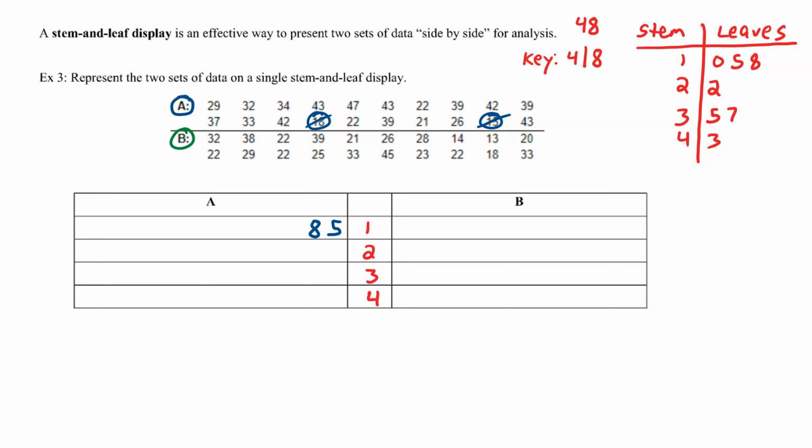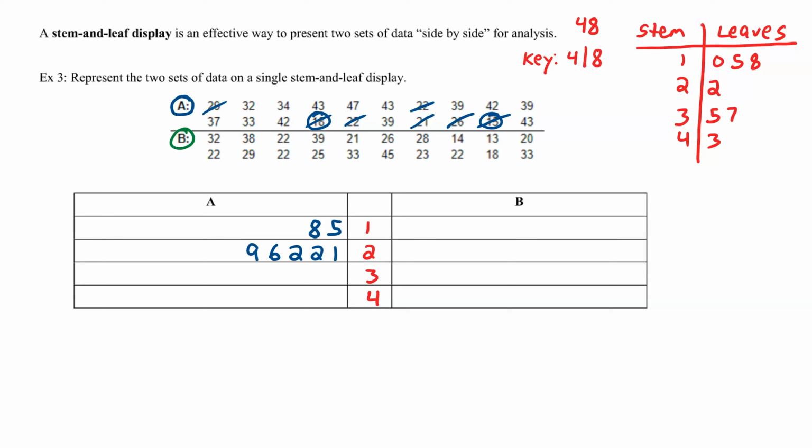So then if we look in the 20s, if we go through, the smallest one we have is 21. We have 22. I see that come up twice. So we put a 2 for each 22 because every single data value has to be represented. We have a 26. We have a 29. Okay, that's all for the 20s.